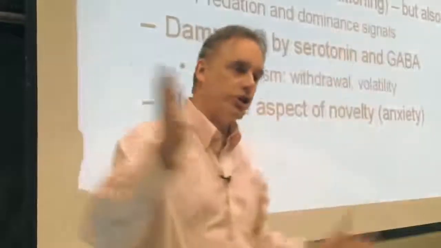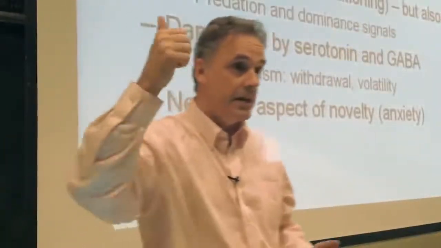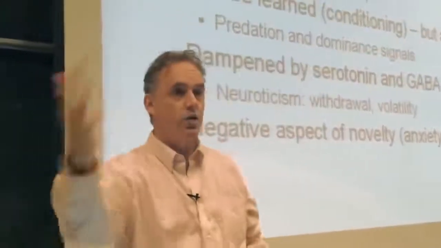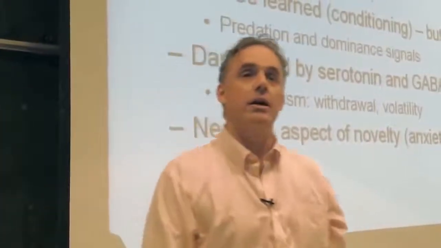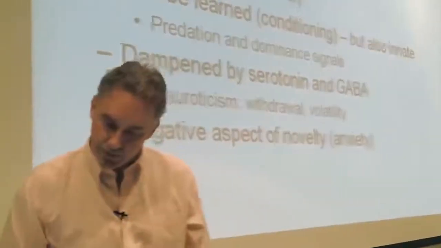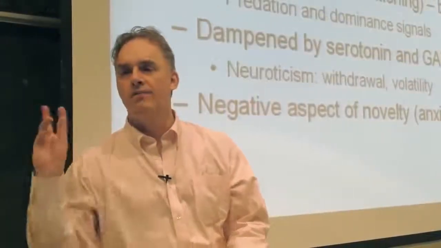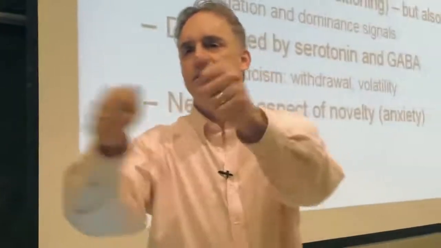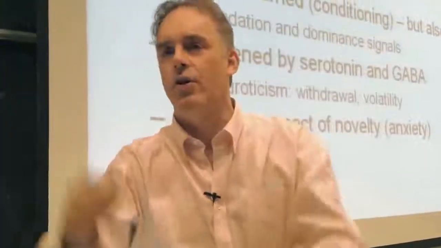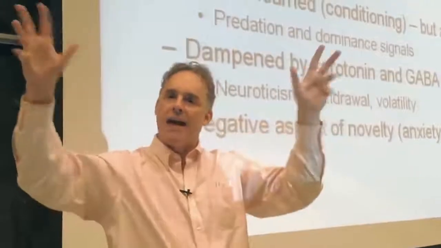And the pain-like emotions, just to say it again, are pain, frustration, disappointment, grief. Sadness is in there as well. So those are pain-like states of emotion. Conditioned punishments are things that indicate that a punishment is likely. Some of them you can learn, some of them you don't have to, because they're already built into you. The negative emotions are dampened by serotonin. That's the fundamental brain system. The serotonergic system is like a conductor of the orchestra. It keeps everything in balance.